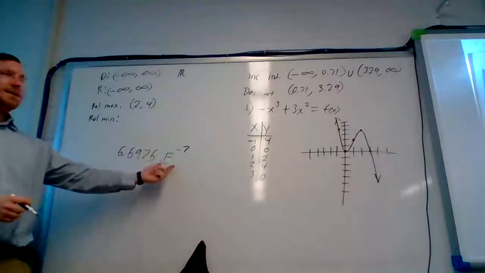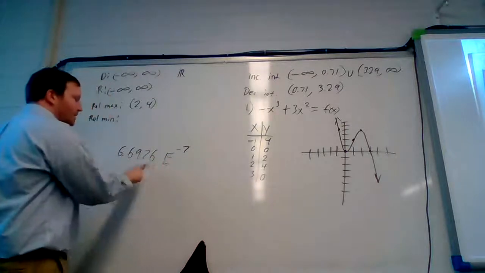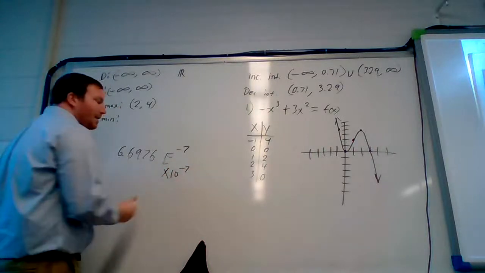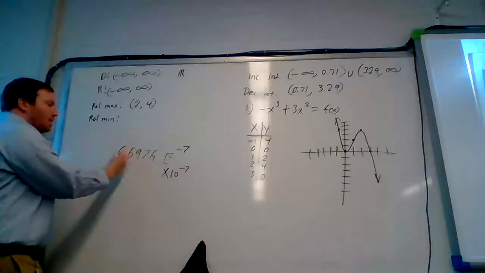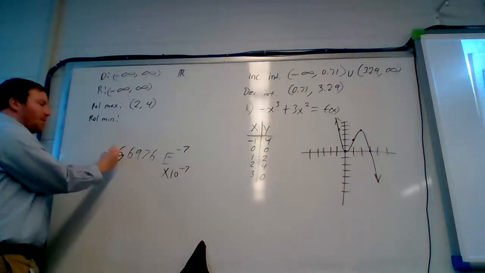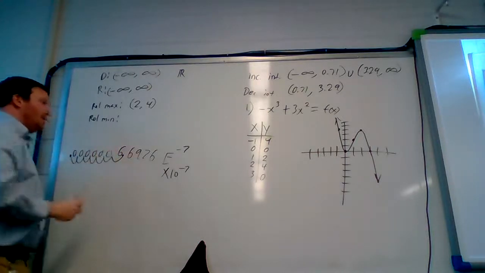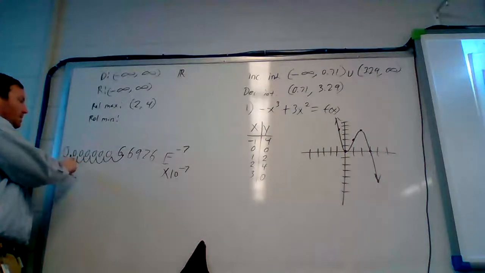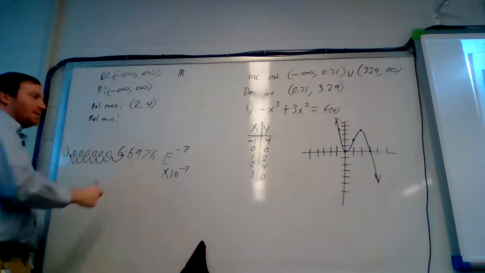All this E is saying is this is scientific notation. So what they're really saying is 6.6976 times 10 to the -7 power, meaning this decimal place is going to move 7 spots to the left. So 1, 2, 3, 4, 5, 6, 7. So what this number really is 0.00000066976.